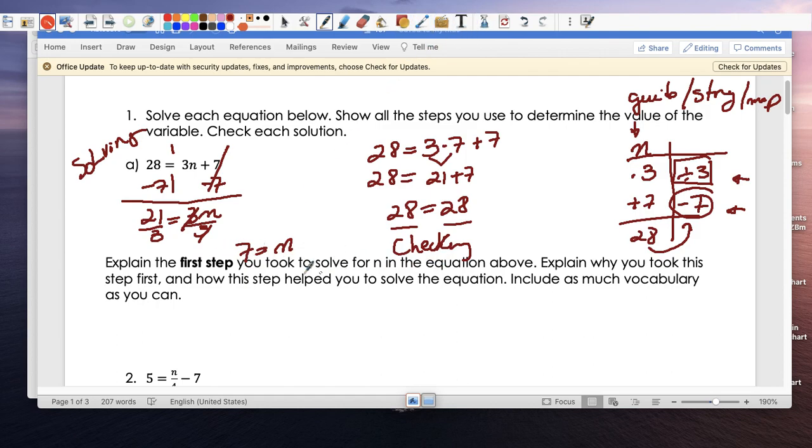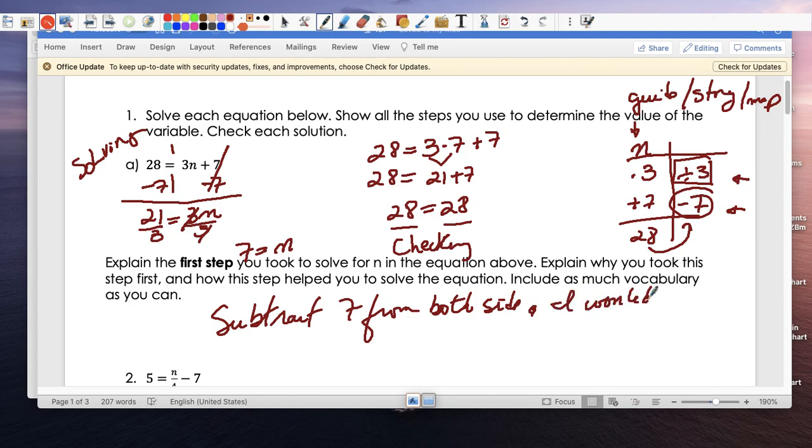Explain the first step you took. Well, the first step that I took was subtract 7 from both sides. All right, and explain why you took this first step and how this step helps you solve an equation. Subtract 7 from both sides. I wanted to eliminate the constant first, right? And a constant, again, if you look at your equation, 28 equals 3n plus 7.